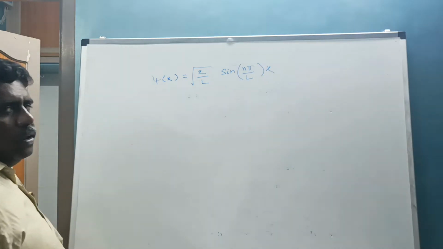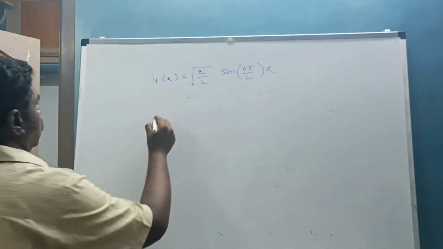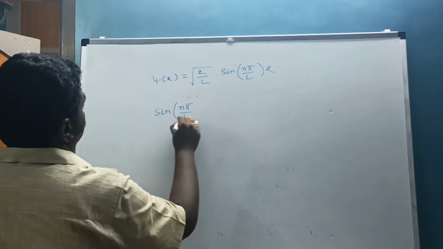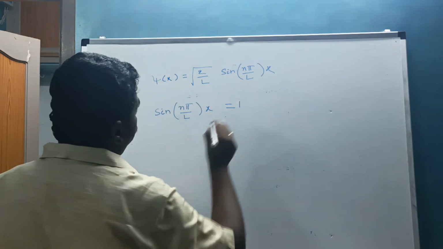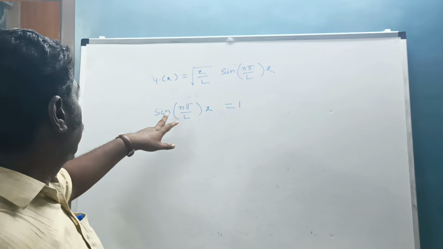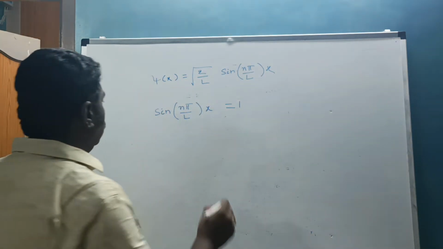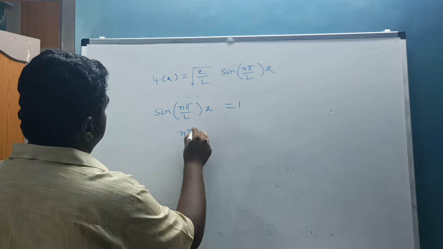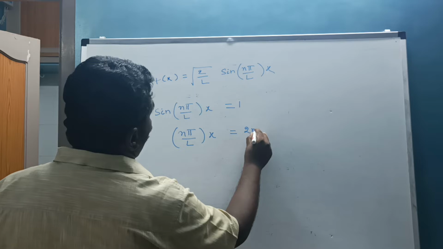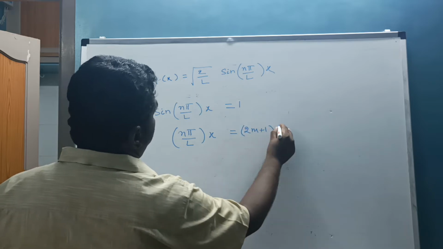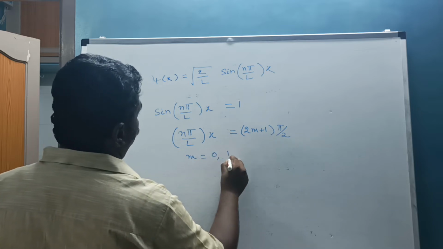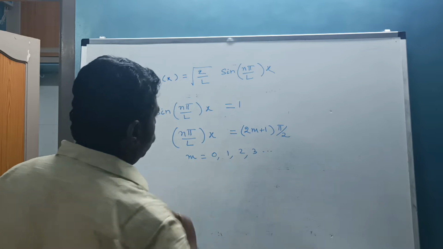Root 2 by L is called our normalization constant. To get an antinode, the value of sin(n pi by L into x) could be equal to unity. Antinode is a point of maximum displacement of the wave function, so that sin(n pi by L into x) equals 1. Therefore, n pi by L into x could be equal to (2m plus 1) into pi by 2. Here, the values of m are 0, 1, 2, 3 and so on.